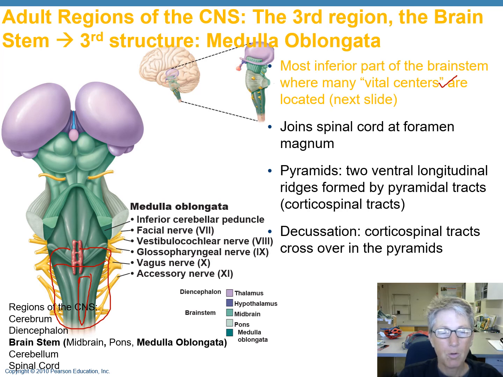And then also in the medulla oblongata, something happens called decussation, as we like to say it. The corticospinal tracts cross over in the pyramids. We'll talk about these tracts when we do the peripheral nervous system, but basically cortico means it's coming from the cortex and going to the spine.